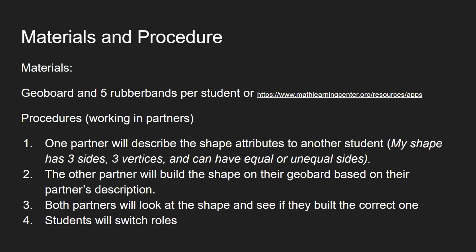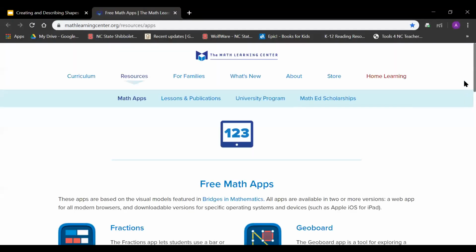Now, this task does involve working in partners. One partner is going to describe the shape attributes to another student, and then that partner will build the shape on their geoboard based on their partner's description. Then once that shape is built, both partners are going to look and see if they each built the shape that they thought they were describing or that was being described. And then finally, students are going to switch roles, so one partner will get to build the shape and the other one will get to practice describing it. Now, I'd like to show you how this would be done using the online resource that we have.